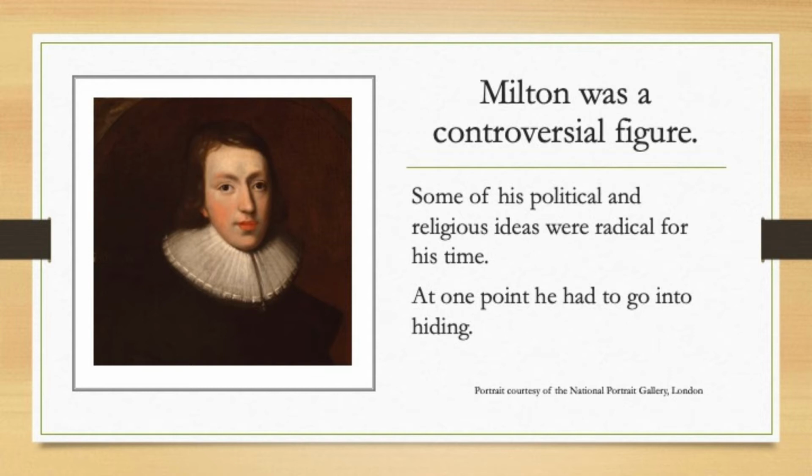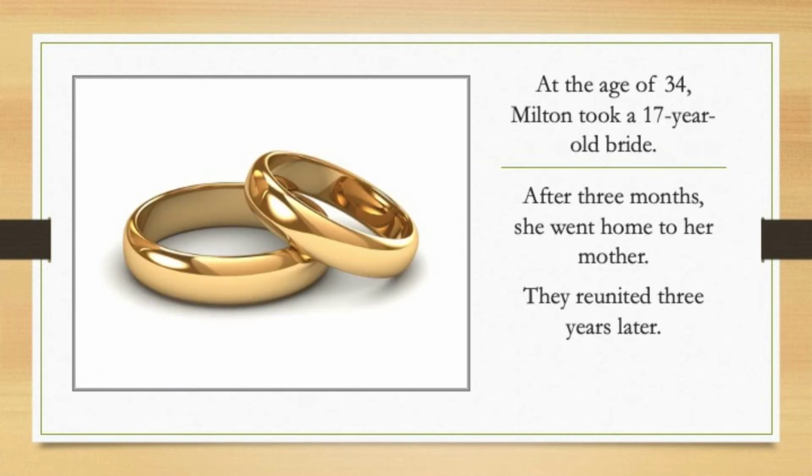Milton was a controversial figure. Some of his political and religious ideas were radical for his time. At one point, he even had to go into hiding. Here's a fun fact you might not know. When Milton was 34, he took a bride half his age. The marriage was a troubled one. After 3 months, she went home to her mother. They did reunite 3 years later.